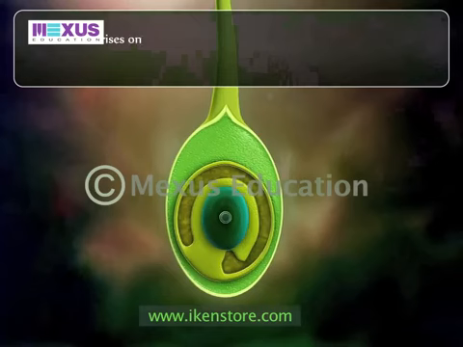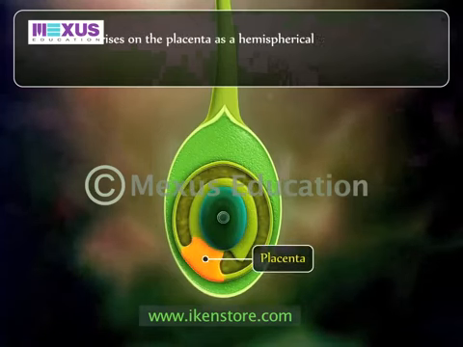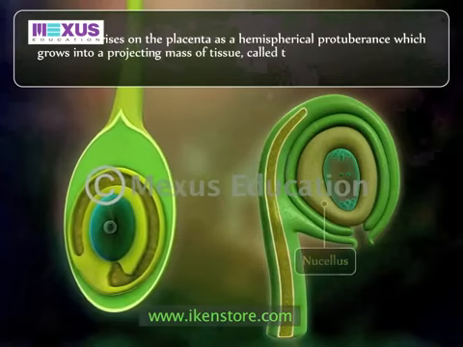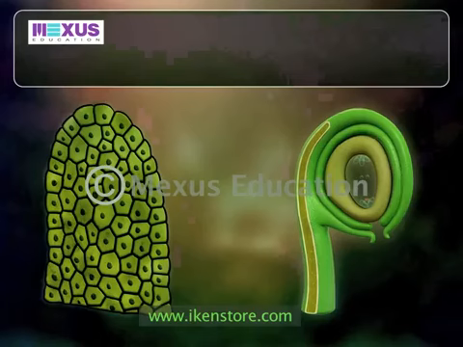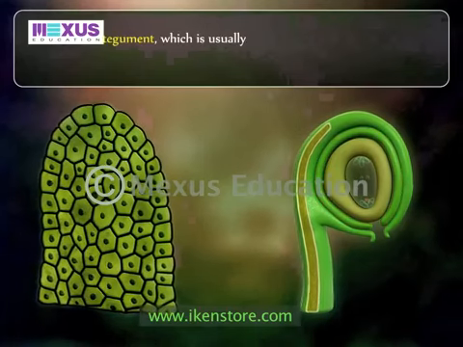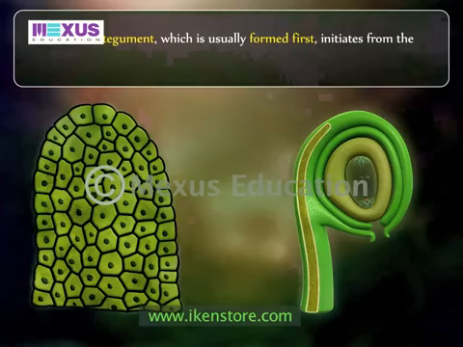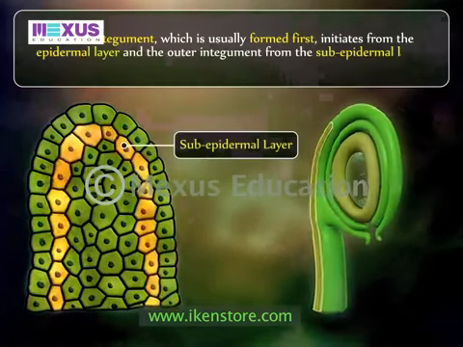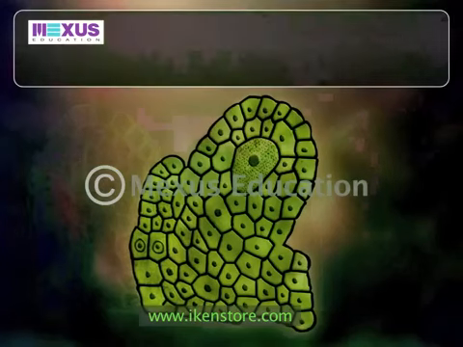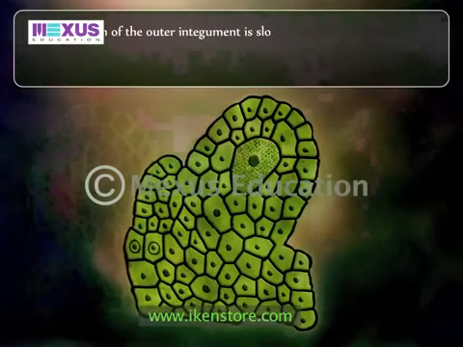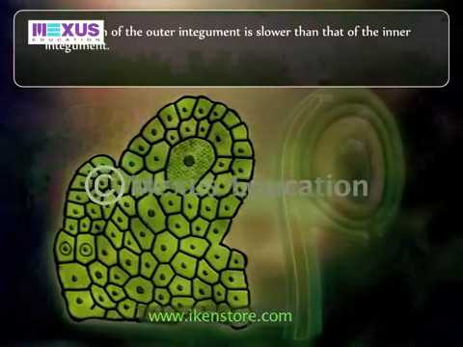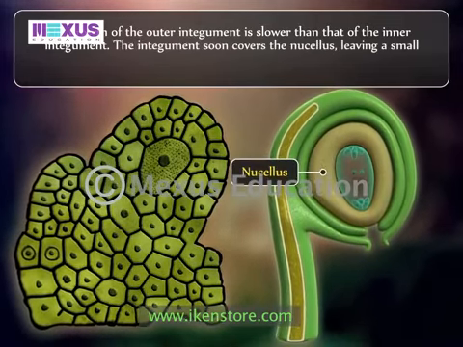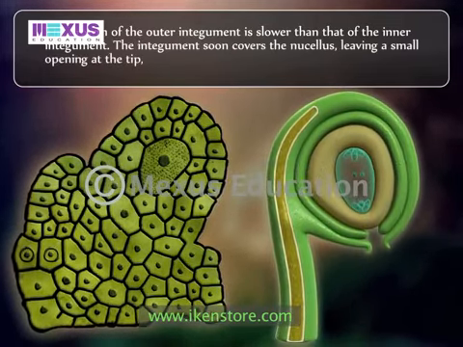The ovule arises on the placenta as a hemispherical protuberance, which grows into a projecting mass of tissue, the nucellus. The inner integument, which is usually formed first, initiates from the epidermal layer, and the outer integument from the subepidermal layer. The growth of the outer integument is slower than that of the inner integument. The integument soon covers the nucellus, leaving a small opening at the tip, which is nothing but the micropyle.